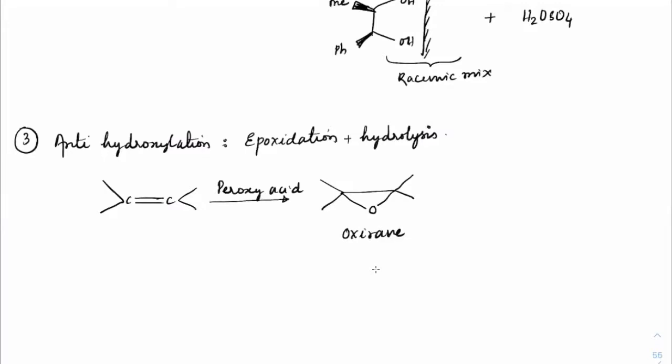If you have a 3-membered ring, after the oxirane formation, either you can take acidic hydrolysis or we can take basic hydrolysis. In both the cases, we would get an anti-addition of OH groups. So OH, OH, and this way. This is the product formation.